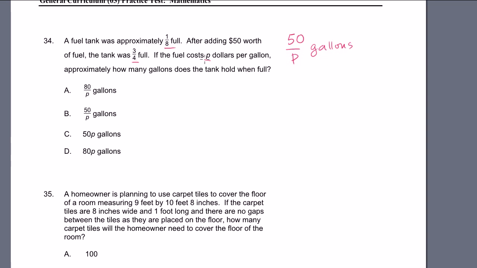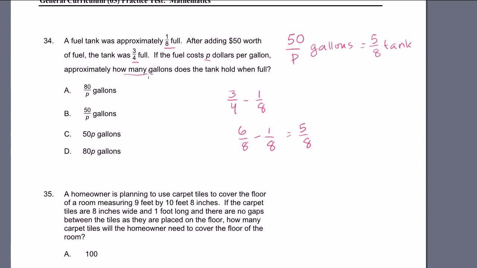So how much did it add? We went from 1/8 of a tank to 3/4. So how much did we add? If we just take the difference between the two, we can rewrite 3/4 as 6/8, minus 1/8, equal to 5/8. So we added 5/8 of a tank. Going from 1/8 to 3/4 is adding 5/8 of the tank. So this is equal to 5/8 of a tank of gas, of our fuel tank.